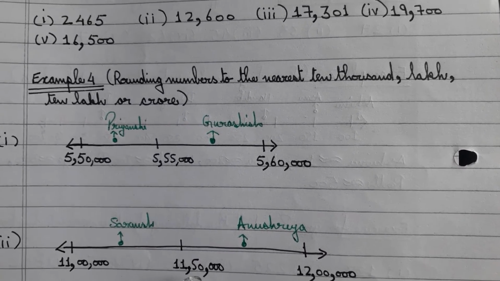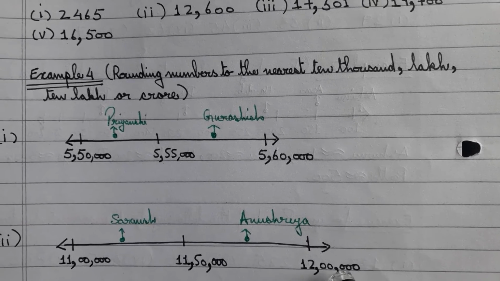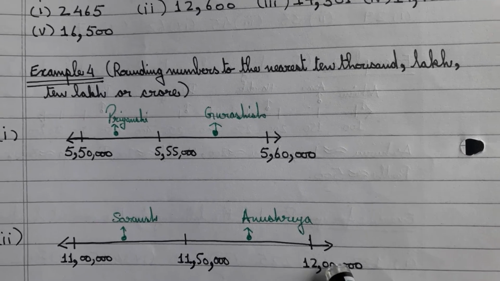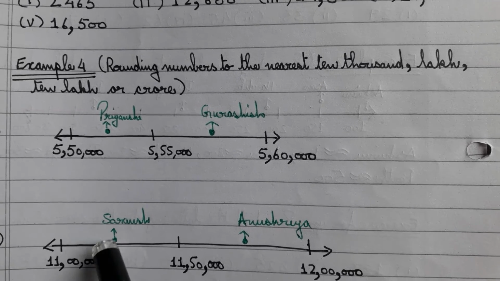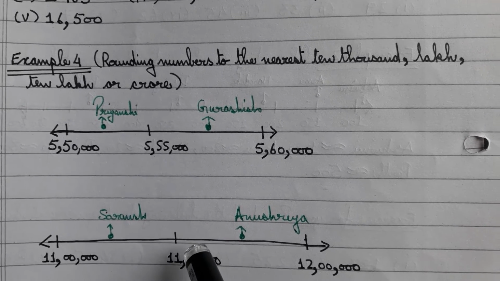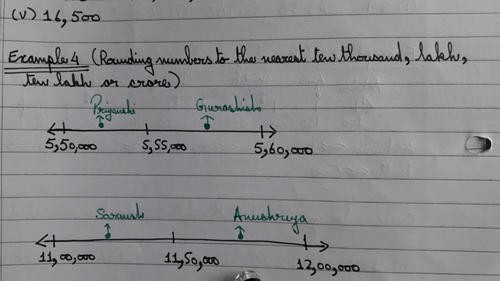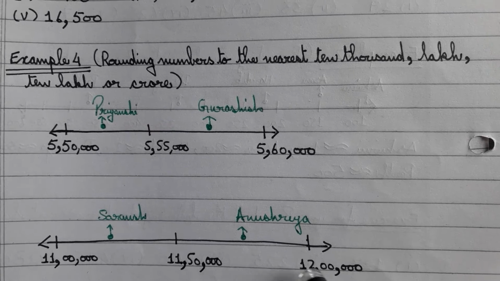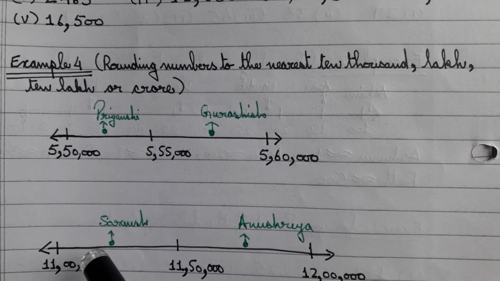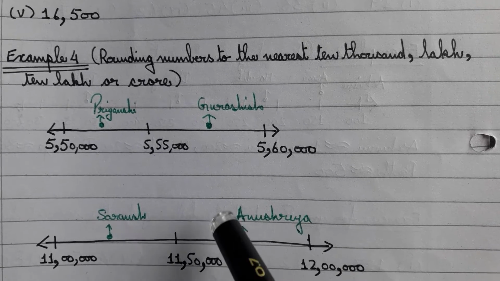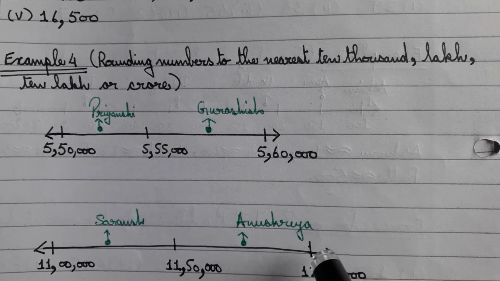11 lakhs, 11 lakh 50,000 and 12 lakhs. So a lakh has 5 zeros. Just remember this. For class 5 it's more important. Class 4 also can pay attention over here. So Saransh is between 11 lakhs and 11 lakh 50,000, and Anushriya is between 11 lakh 50,000 and 12 lakhs. So the approximate value of Saransh would be 11 lakhs and the approximate value of Anushriya will be 12 lakhs. Not 11 lakh 50,000, right? Because we are rounding to the nearest.